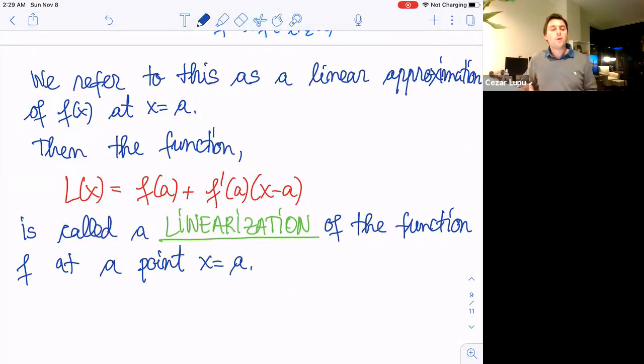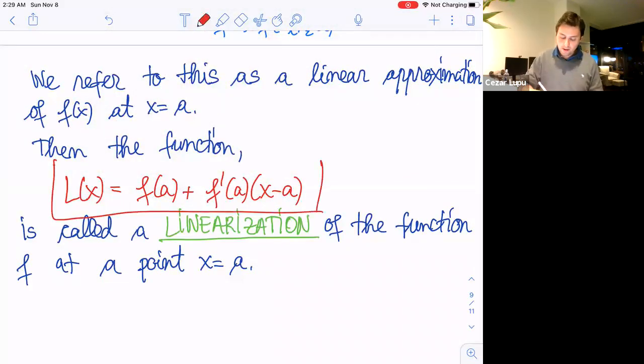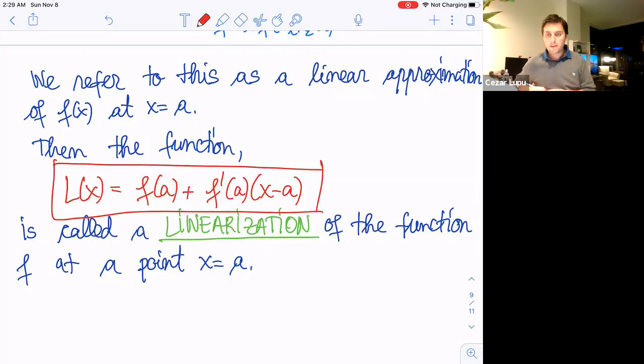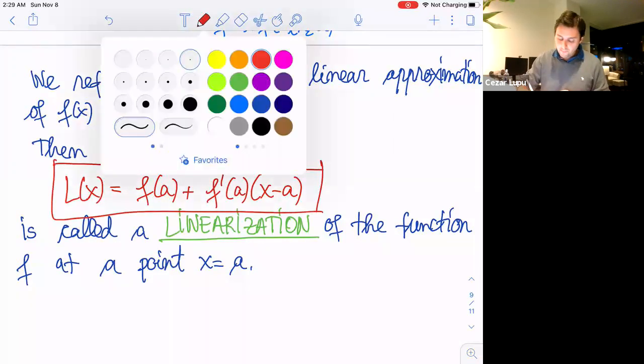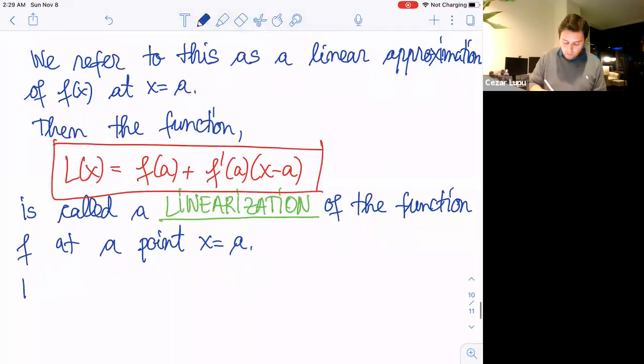All right, now let me point out a remark. So this is what we'll call the linearization. Keep in mind that L of x is nothing else than f of a plus f prime of a times x minus a. All right, good. Now let me point out a remark.